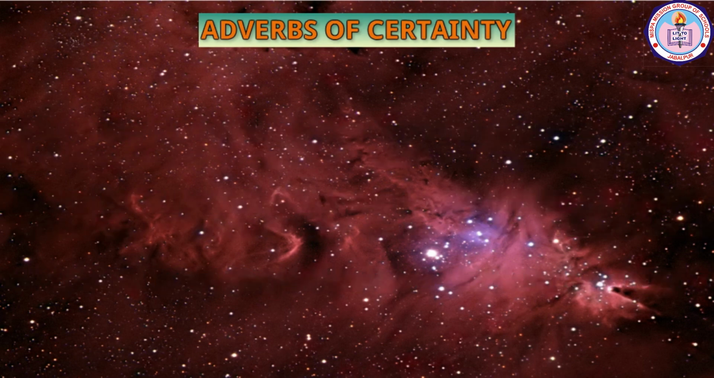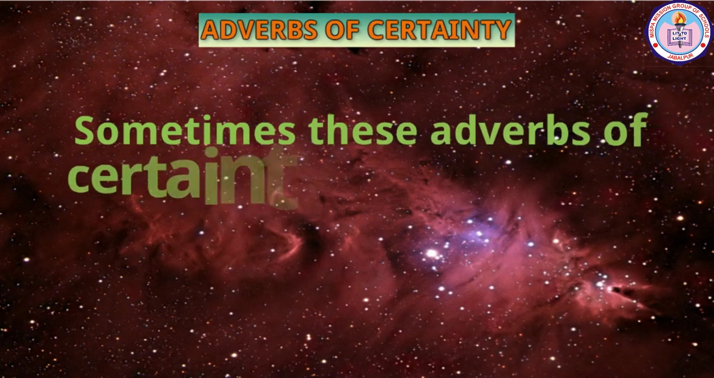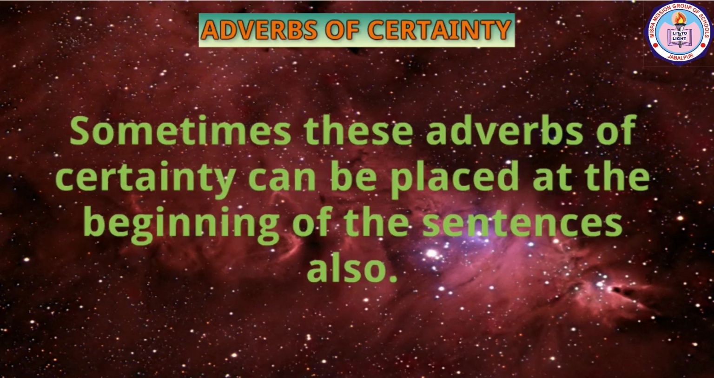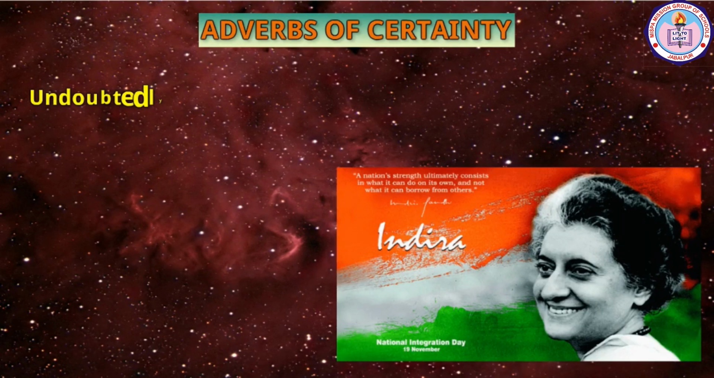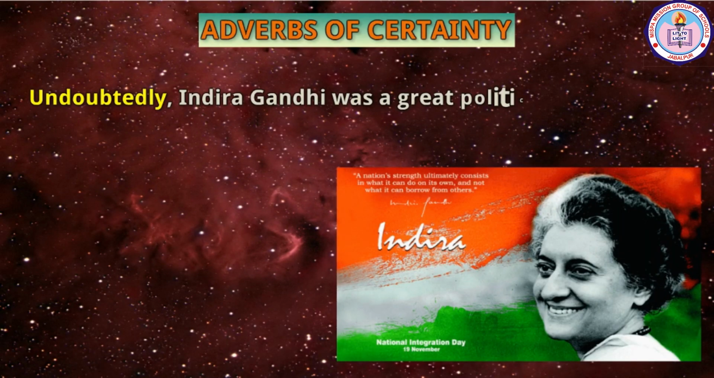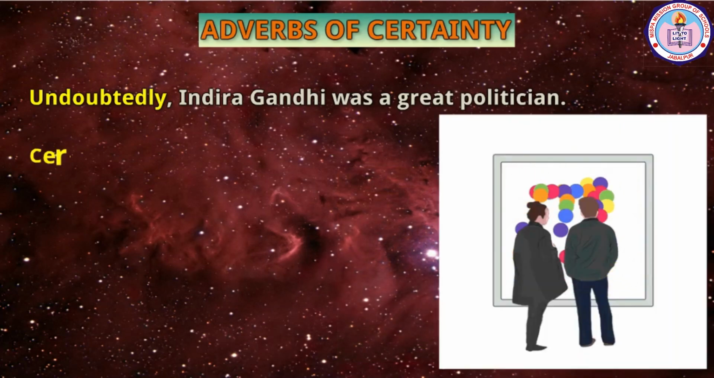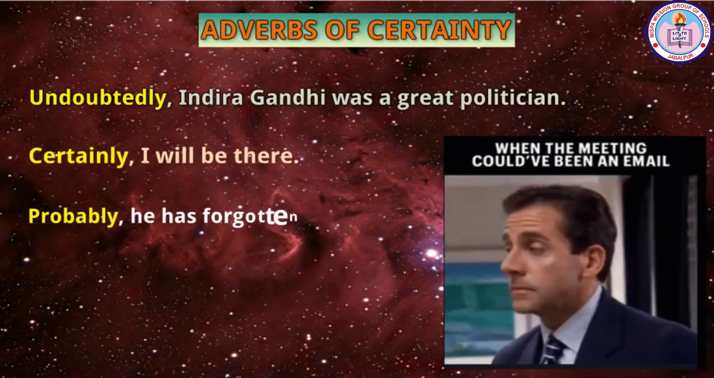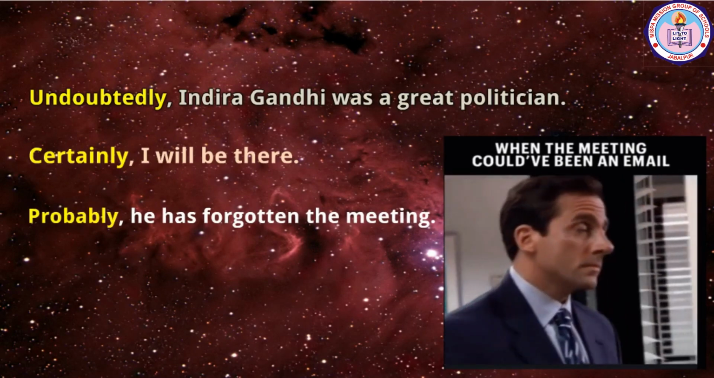Sometimes these adverbs of certainty can be placed at the beginning of the sentences also. Examples: Undoubtedly, Indira Gandhi was a great politician. Certainly, I'll be there. Probably, he has forgotten the meeting.